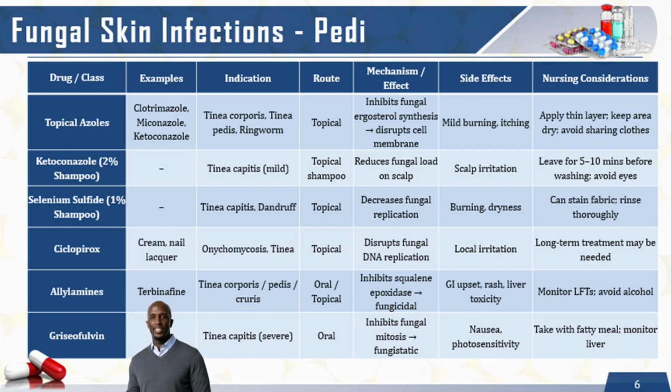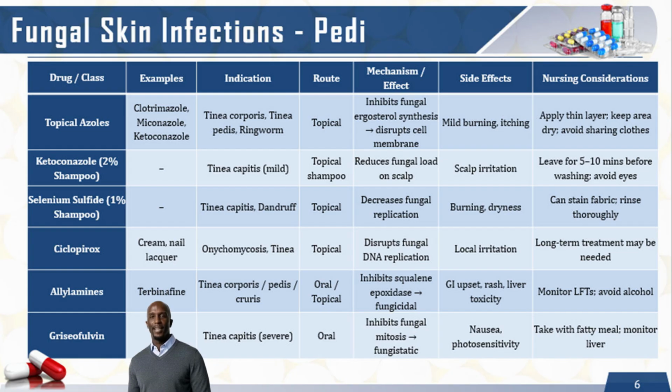Ketoconazole 2% shampoo is used for mild tinea capitis. It reduces fungal load on the scalp but can cause irritation. The shampoo must stay on the scalp for 5 to 10 minutes before rinsing. Selenium sulfide shampoo is also used for tinea capitis and dandruff. Remind caregivers that it can stain fabric and should be rinsed thoroughly.